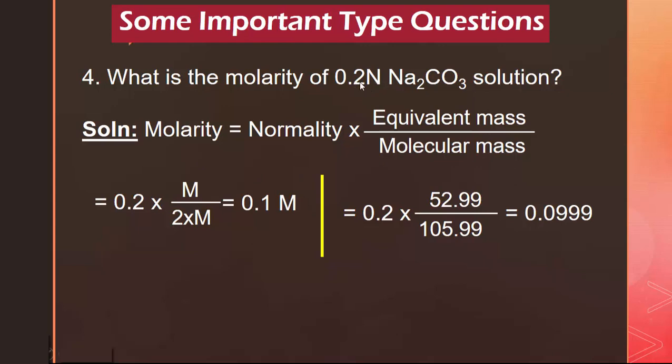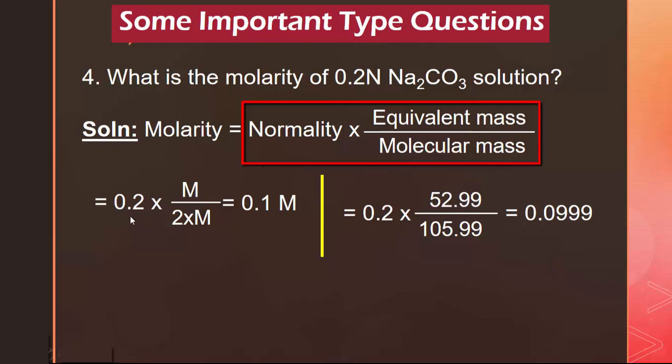Now because we already have the normality value given to us, we cannot take that formula here. So we are going to link molarity with normality, and to find out molarity where normality is given, this is the formula to be used. Molarity is equal to normality into equivalent mass by molecular mass. Now there are two methods that we can use to solve.